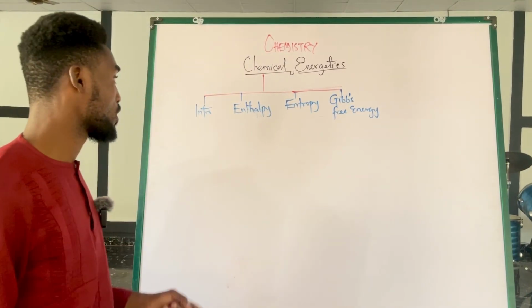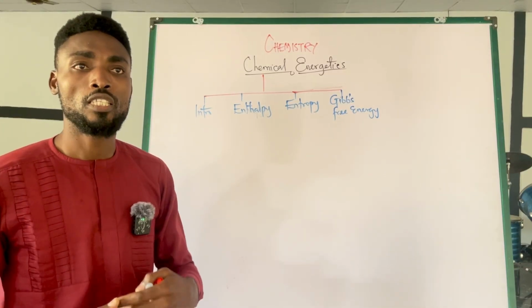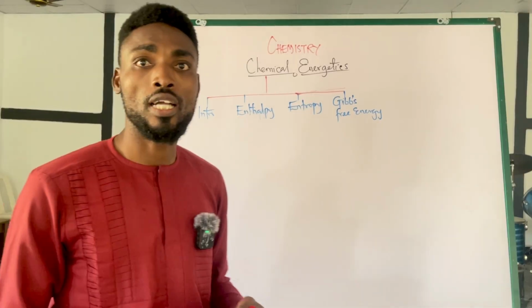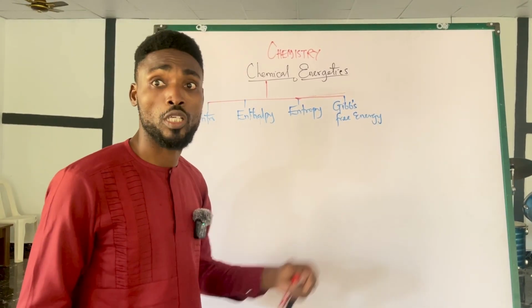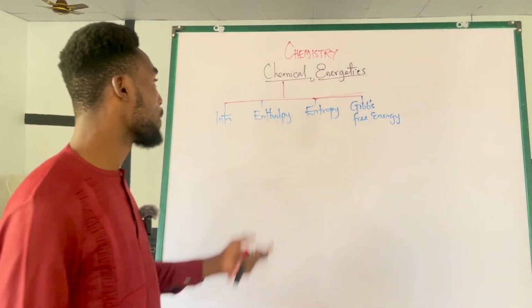So what is chemical energetics? Just by way of introduction, chemical energetics has to do with the various transformations in terms of energy that occur during chemical processes. And this could be in the form of enthalpy, entropy, or Gibbs free energy. The first, which I want to talk about today, is enthalpy.